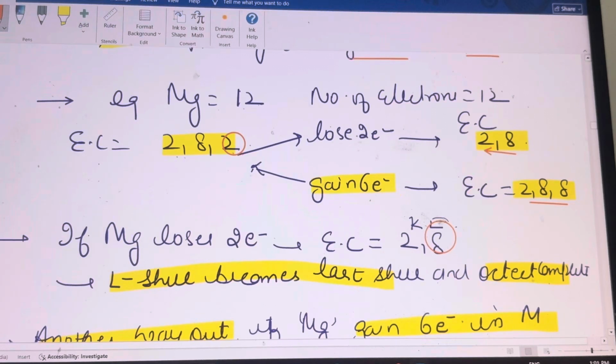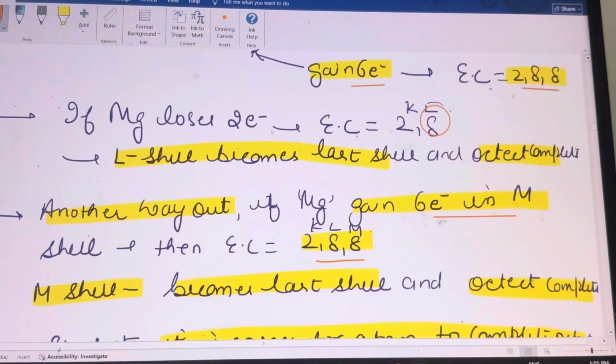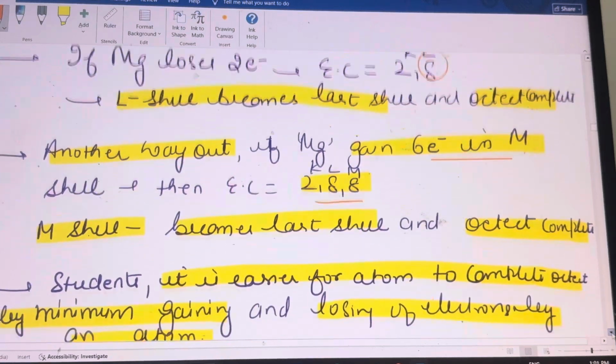For example, magnesium has electronic configuration of 282. If magnesium loses 2 electrons, the electronic configuration is 28. If magnesium gains 6 electrons, its electronic configuration is 288. So students, if magnesium loses 2 electrons, its L shell has 8 electrons and it is the last shell, and its octet is complete. In another way, if magnesium gains 6 electrons, then the M shell is the last shell and its electronic configuration is 288, and its octet is complete if it gains 6 electrons also.